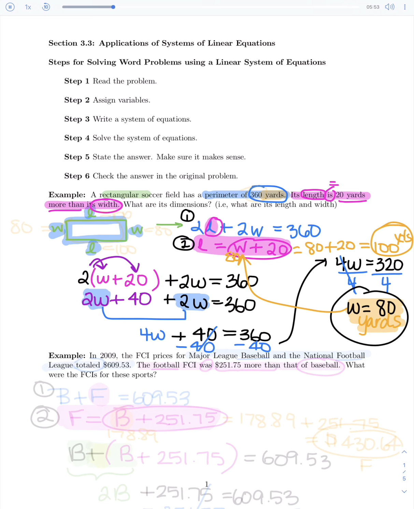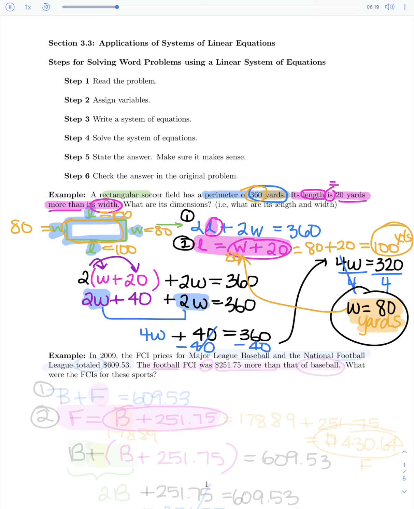Okay, so that means both of my lengths are 100 yards and both of my widths are 80. So if I were going to fill in my picture, it would look something like this. And you can take a quick second to make sure that all of these sides add up to 360. It's a quick way of just double checking yourself.